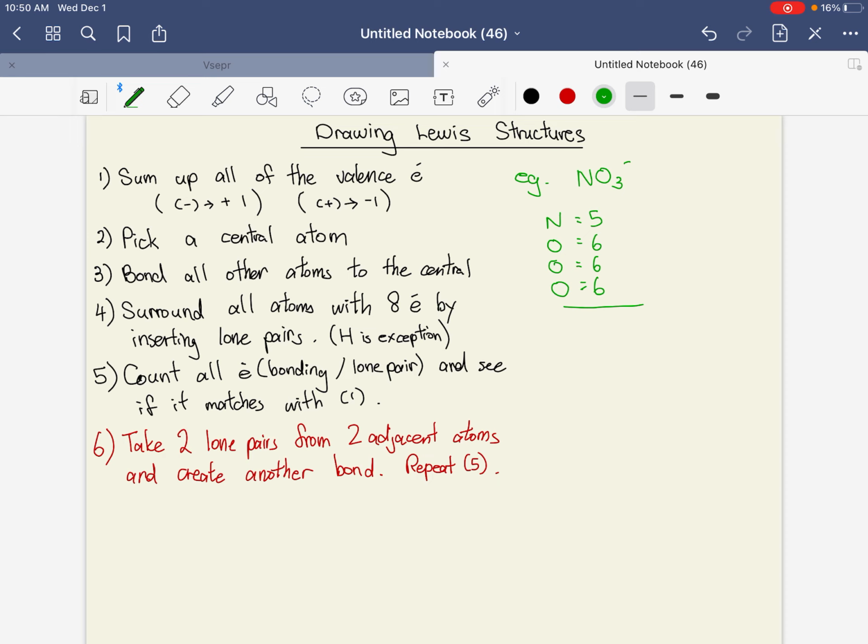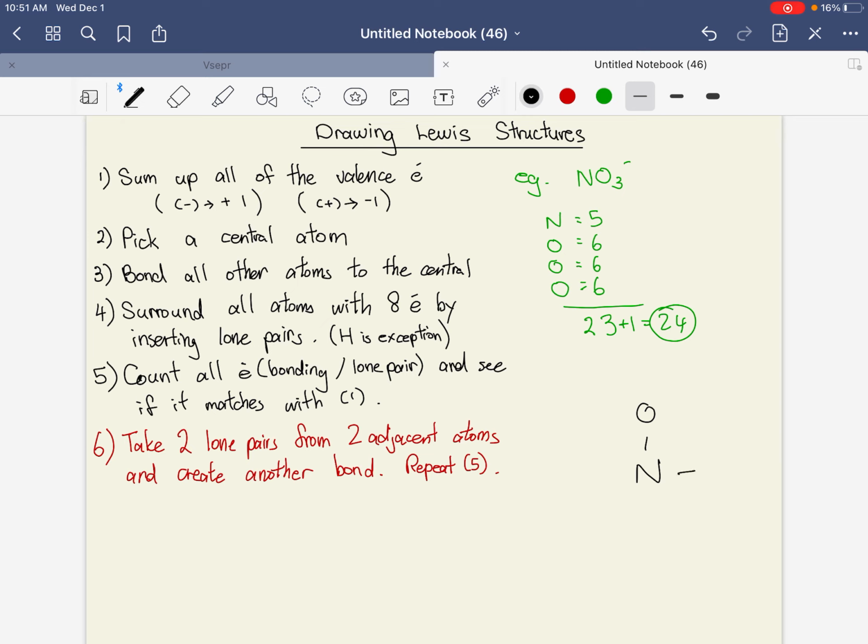All right. What's the magic number here? 23. Okay. Is it really 23? Of course not. There's a negative charge right here, 1 negative to be exact. So what that means is that you're going to have to add 1. So the number is really 24. All right, pick your central atom. Nitrogen, because that's the least, I guess.